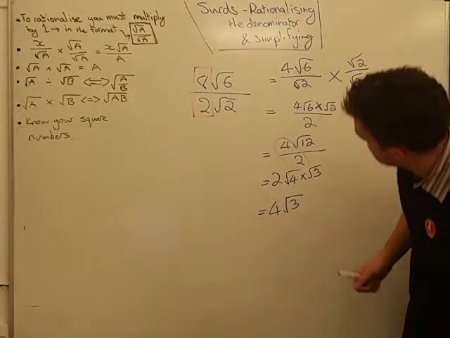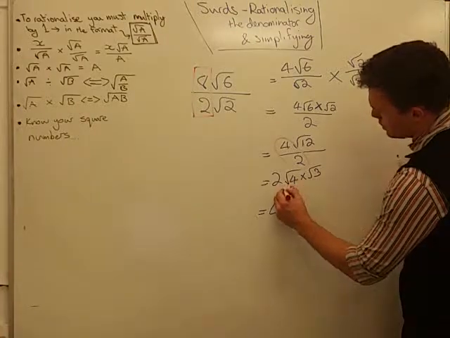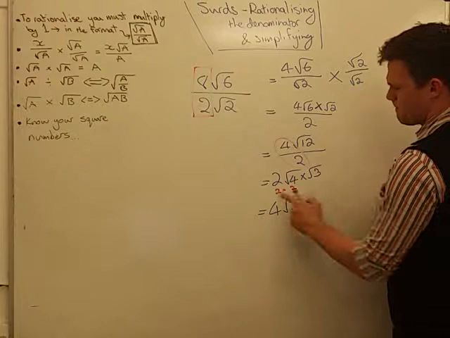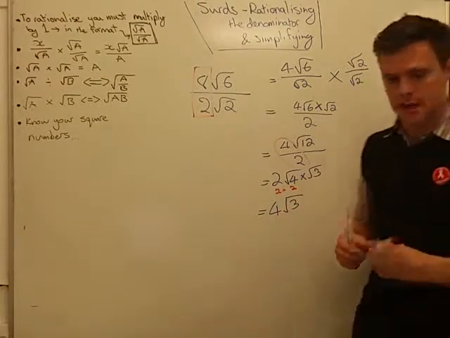If you're wondering where I got that, square root of 4 is actually 2, so it's going to be 2 times 2. 2 times 2 is 4, and the root 3 stays the same.